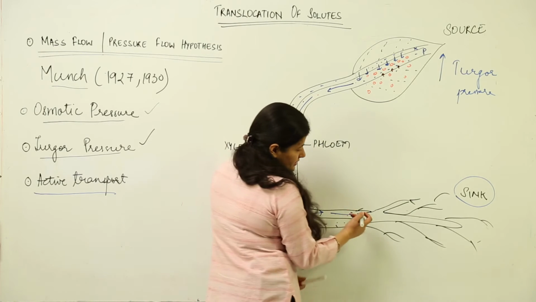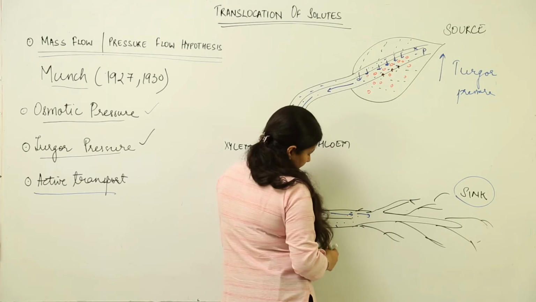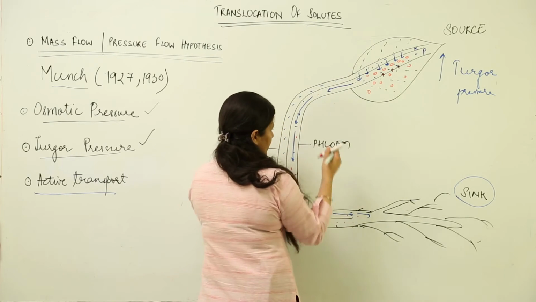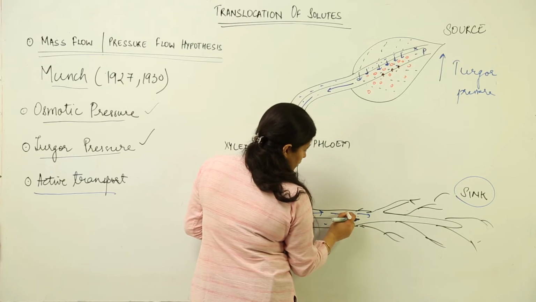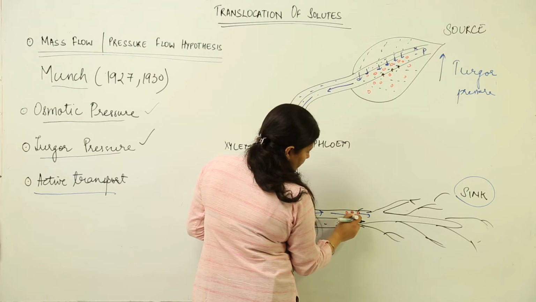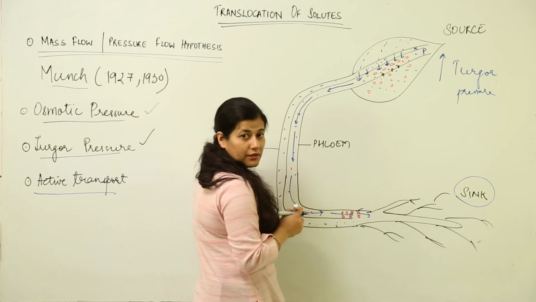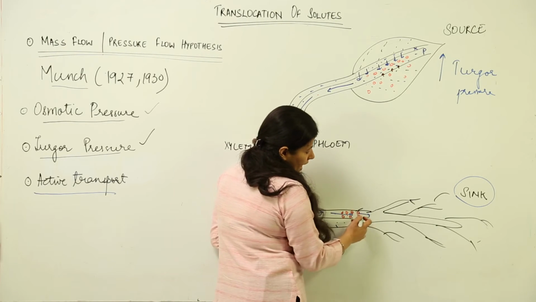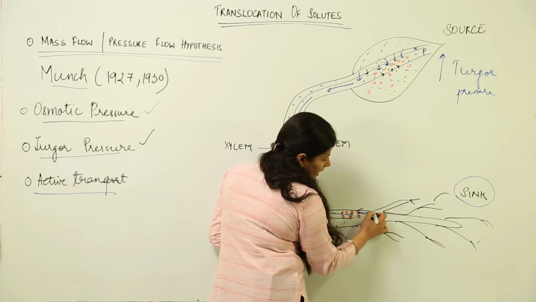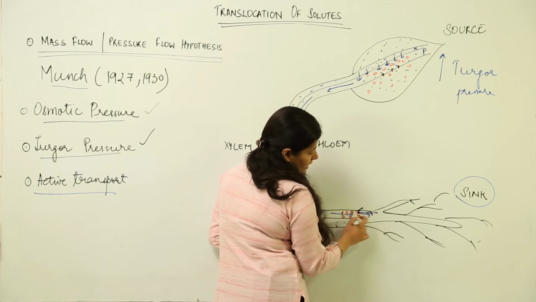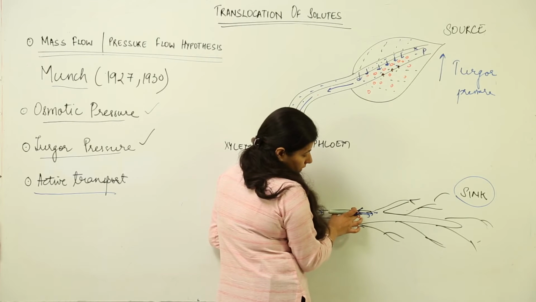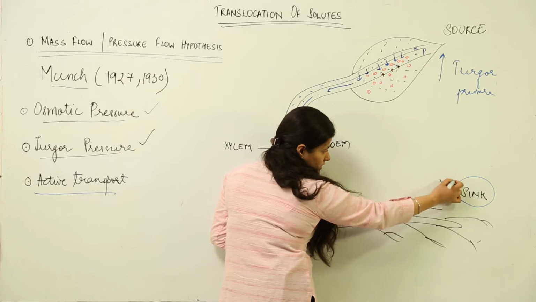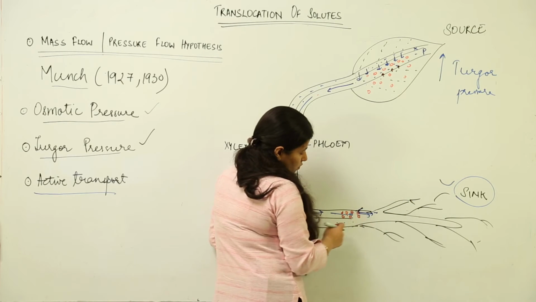At the sink, because this is mass flow, the solute particles would also reach the site of sink. Now when the solutes have reached the site of sink, there is again an active transport utilizing ATP. The solute particles, using the energy from ATP, enter into the sink actively.